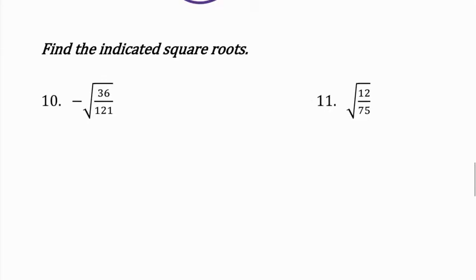Okay, the next one, this is using some of our other properties we saw with the division. So I've got the square root of 36 over 121. I can't simplify that fraction, but I'm doing the square root. So remember, you can split this up.